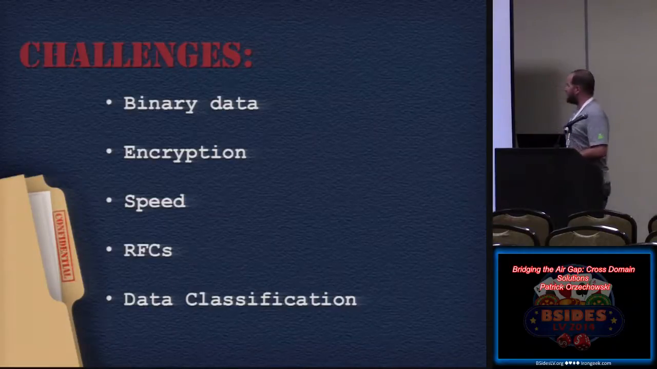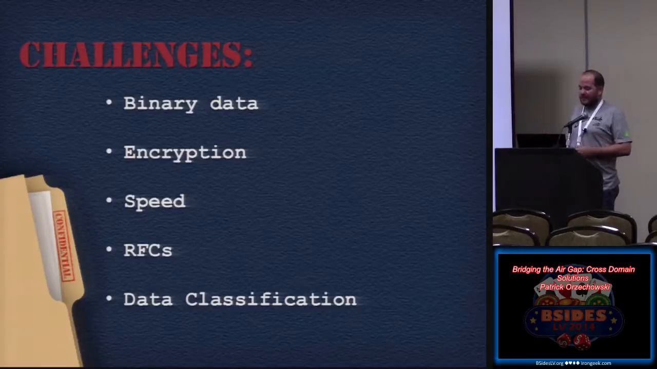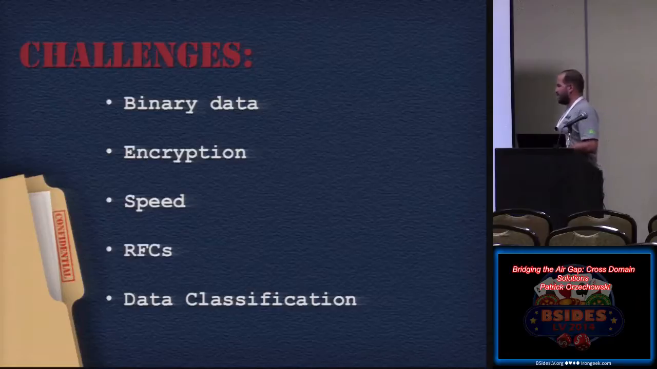Speed and RFCs, you kind of see with commercial proxies as well. The more you inspect the traffic as it flows through, the slower it gets because more CPU cycles, that kind of thing. RFCs, different developers have different ideas of how to implement protocols. So these CDSs break things often.